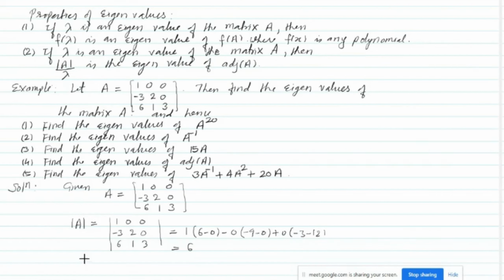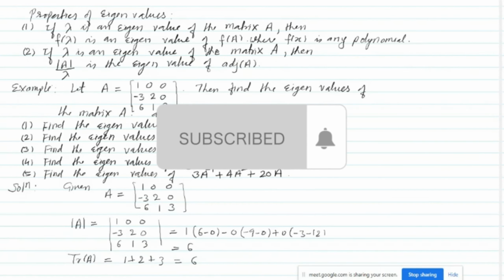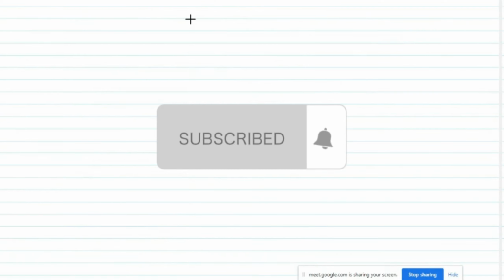Now find out the trace of this matrix. The trace is the sum of the diagonal elements: 1 plus 2 plus 3, that is 6. Trace is 6 and determinant is 6. Now we have to find its characteristic polynomial or characteristic equation. Since we know that determinant of A minus lambda I is equal to 0, this is the formula for the characteristic equation.